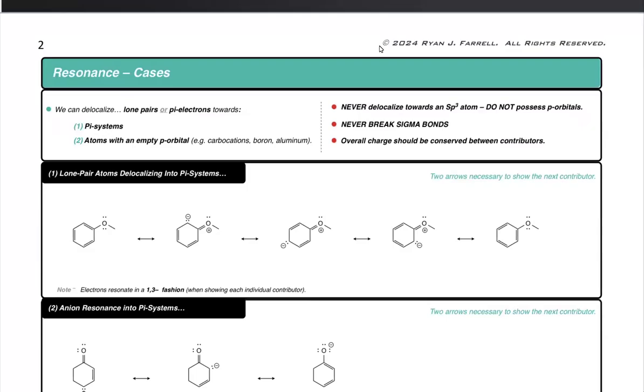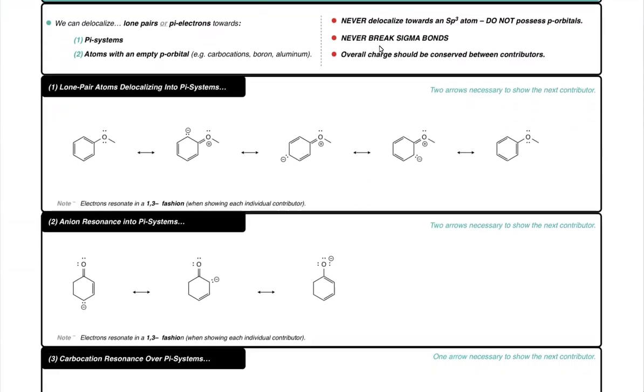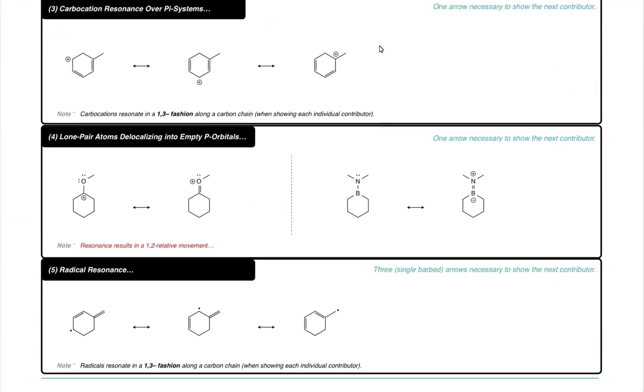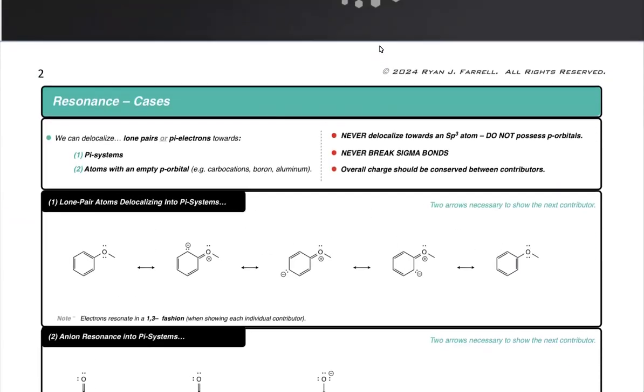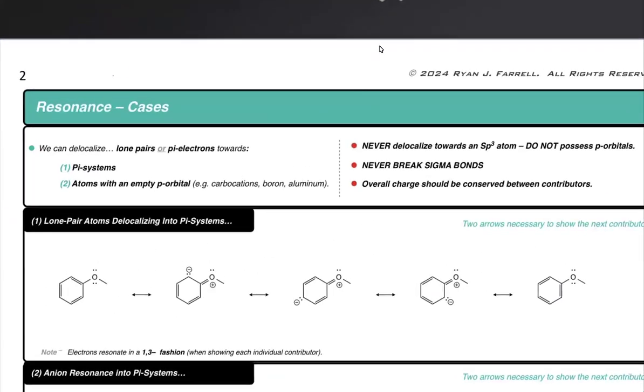All right, everyone. In this video, we are going to overview resonance, do an overview on what resonance is, and look at the situations in which we see resonance occur. So first and foremost, when we conceptualize resonance, what I want you to think about is that resonance is the delocalization of pi-electron density through an interconnected series of p orbitals.